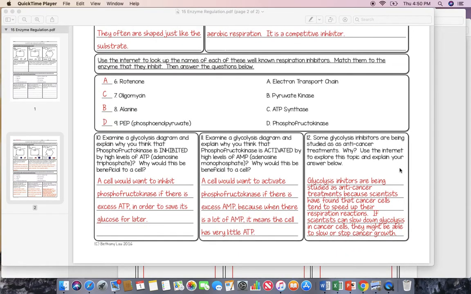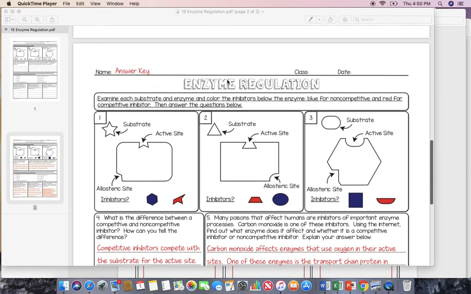Some glycolysis inhibitors are being studied as anti-cancer treatments. Why? Use the internet to explore this topic and explain your answers. So glycolysis inhibitors are being studied as anti-cancer treatments because scientists have found that cancer cells tend to speed up their respiration reactions. If scientists can slow down glycolysis in cancer cells, they might be able to slow or stop cancer growth, which I think is pretty cool. Okay, that was your enzyme regulation page.